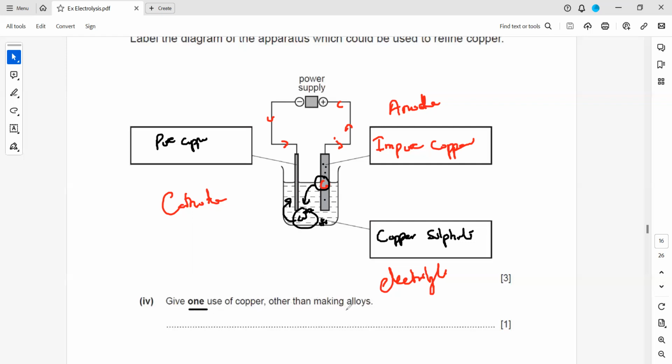Give one use of copper other than making an alloy. This method is also used in electroplating, the same idea as the purification of copper. We can also use copper as electric wires, because copper is a conductor, so we can use it as electrical wires.